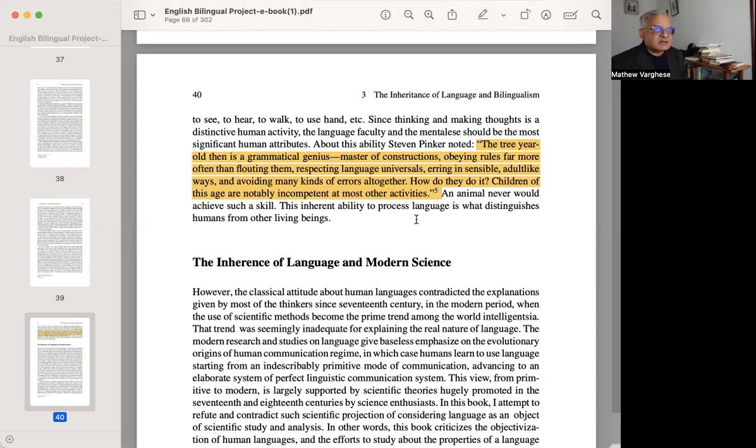But English or Japanese is not my mother tongue. I'm not employing my mother tongue to talk in these two languages.